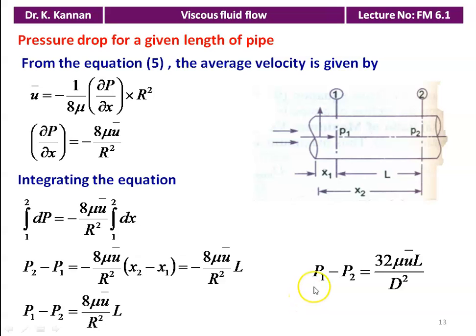And we arrange P1 minus P2 in terms of diameter. Radius equals diameter divided by 2, so this becomes 32 mu u bar L divided by D square. So the pressure drop between two points in terms of diameter equals 32 mu u bar L divided by D square, where u bar is the average velocity, L is the length between section 1 and 2, and D is the diameter of the pipe.